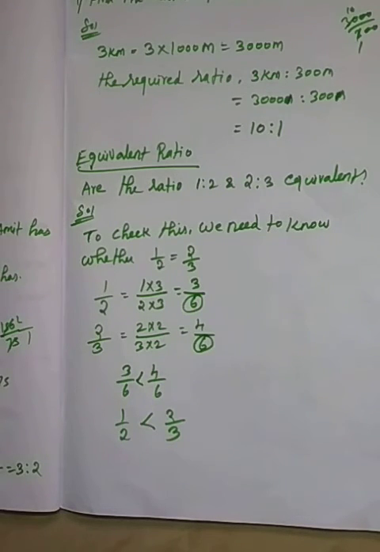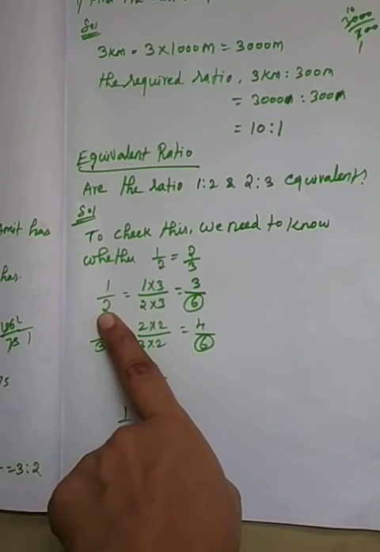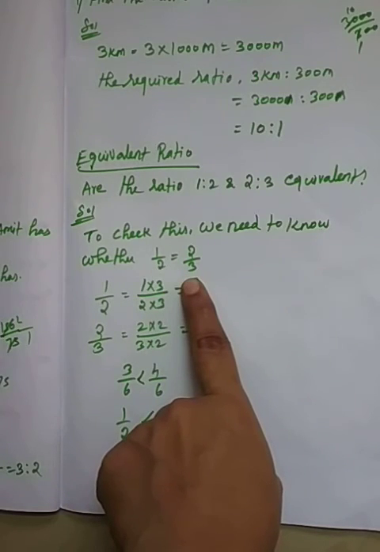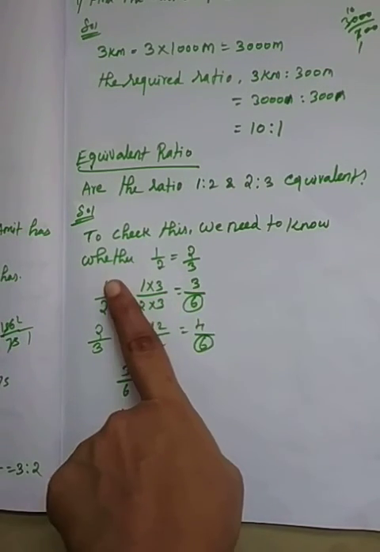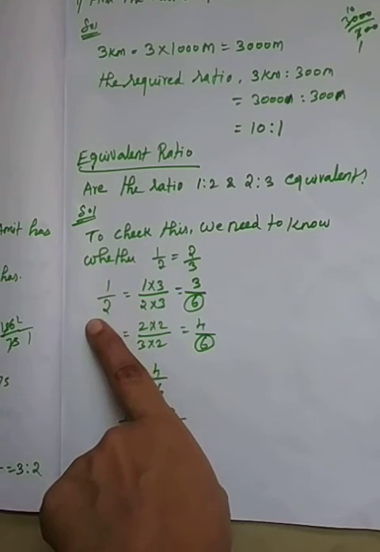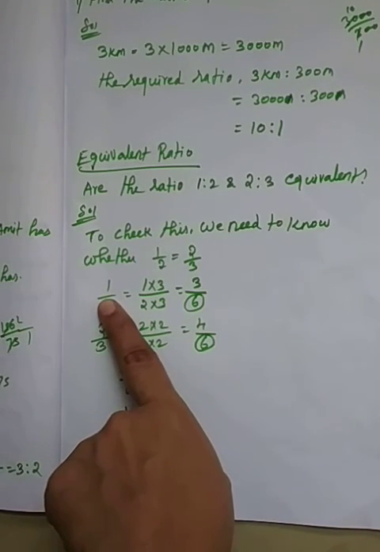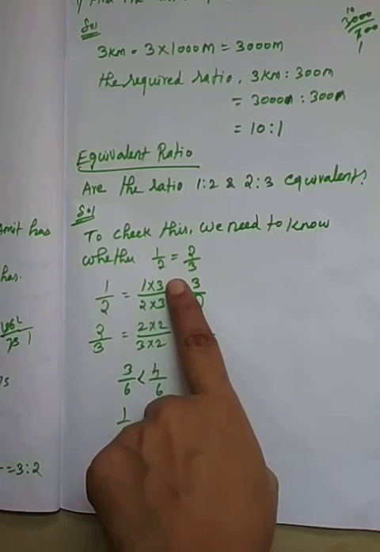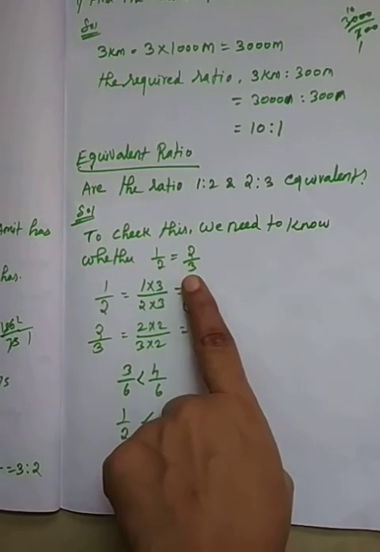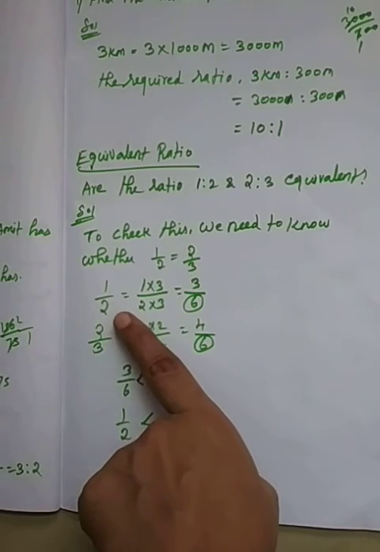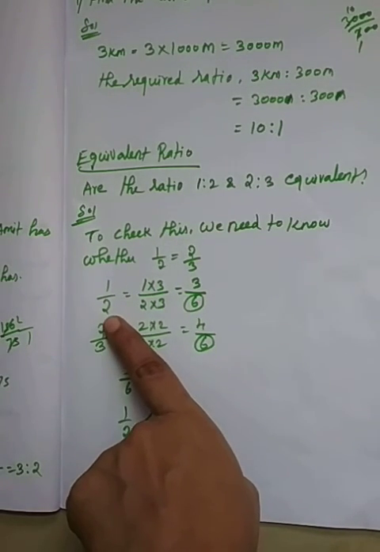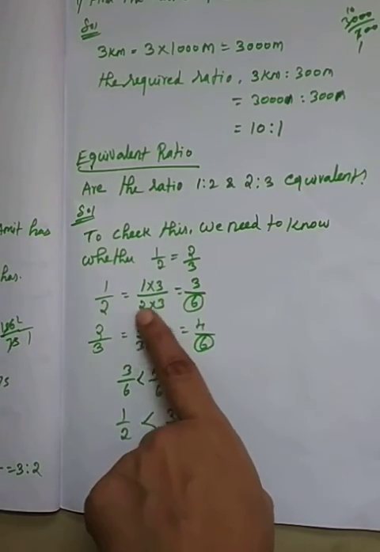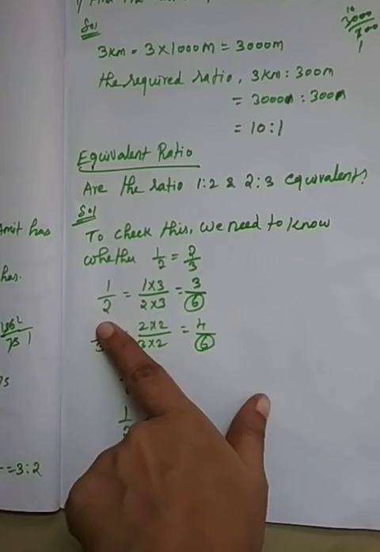See here, this is 1 by 2, and this is 2 by 3. See the denominator values 2 and 3. What is the LCM of 2 and 3? 6. So for 1 by 2, you have to change the denominator 2 into 6, because the LCM of 2 and 3 is 6. So you need the denominator value 6, which means you multiply and divide by 3. So 1 into 3 is 3, 2 3s are 6. 1 by 2 is nothing but 3 by 6.